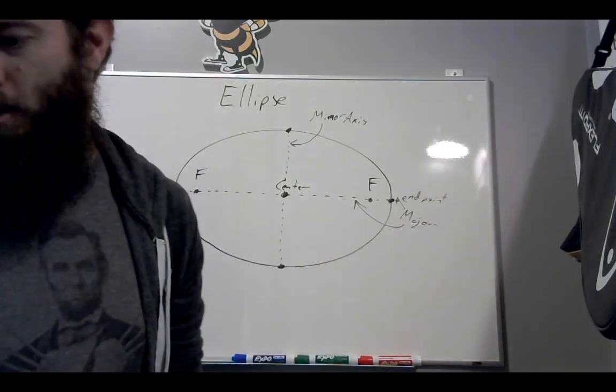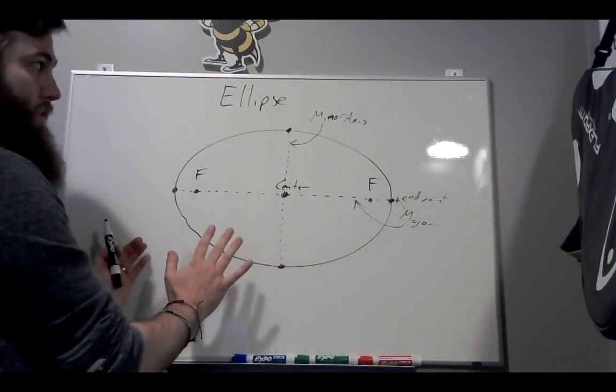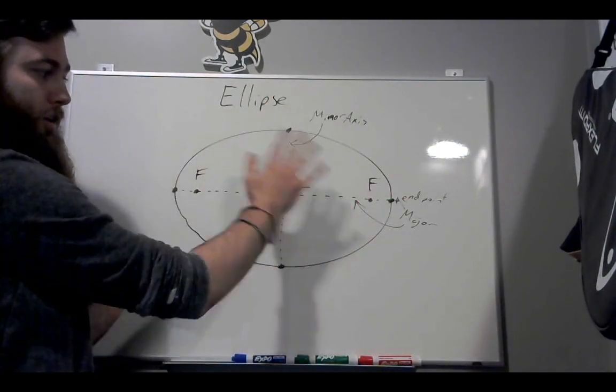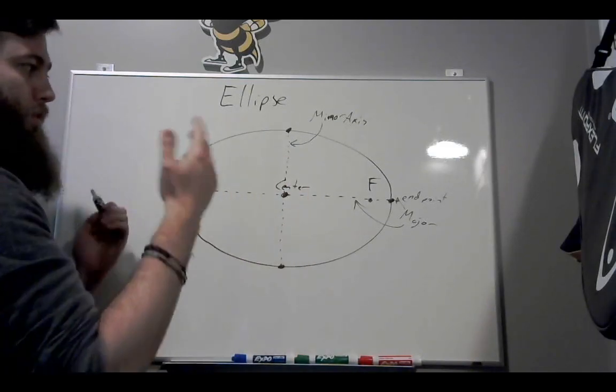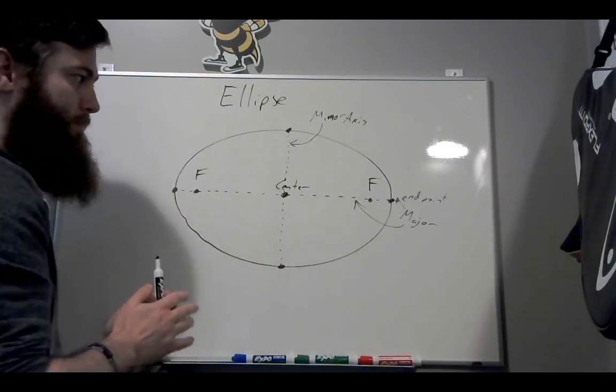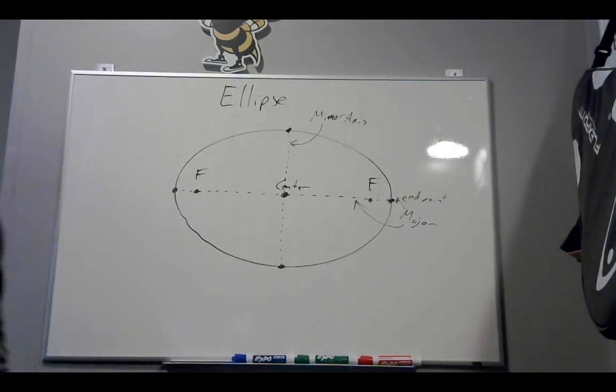Cool. All right, so this is an ellipse. You can draw your own ellipse at home as long as you have a string and some tape. You can make a beautiful ellipse. So we're going to start talking about the equation now.